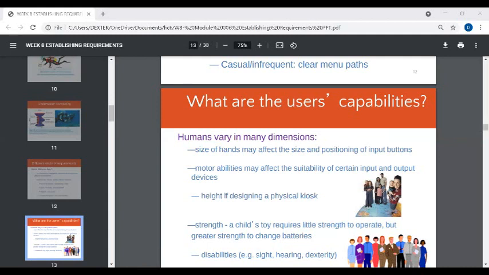Cultural diversity and experience may affect the terminology the intended user group is used to, or how nervous about technology a set of users may be, or how familiar it is.